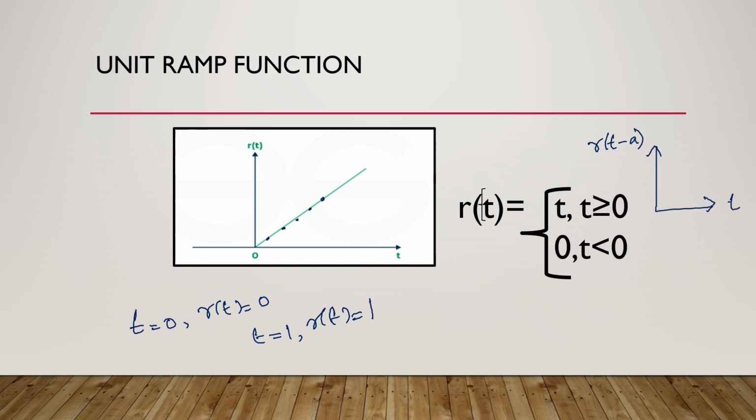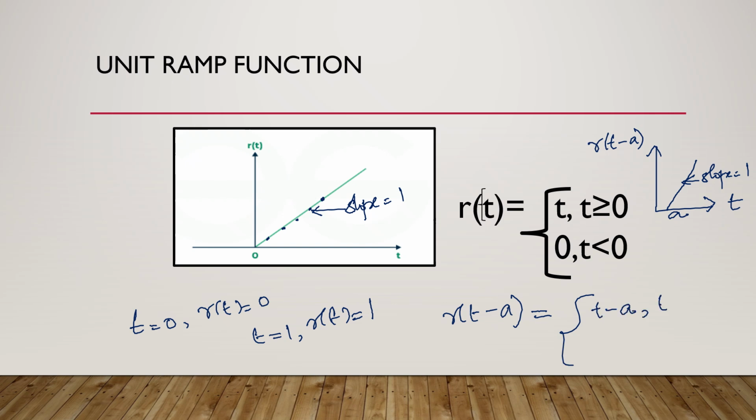Now we are going to draw r of t minus a. For r of t minus a, you can plot the graph from a. From a, this value will be linearly increasing. What will be the slope of this? The slope will be equal to 1, here or here also. That is r of t minus a. How can we write r of t minus a? r of t minus a is t minus a for t greater than or equal to a and 0 for t less than a.